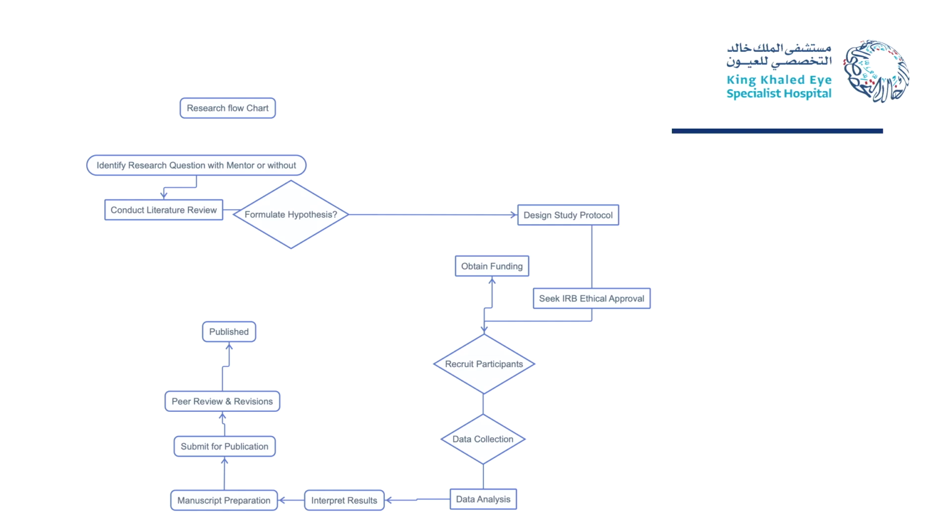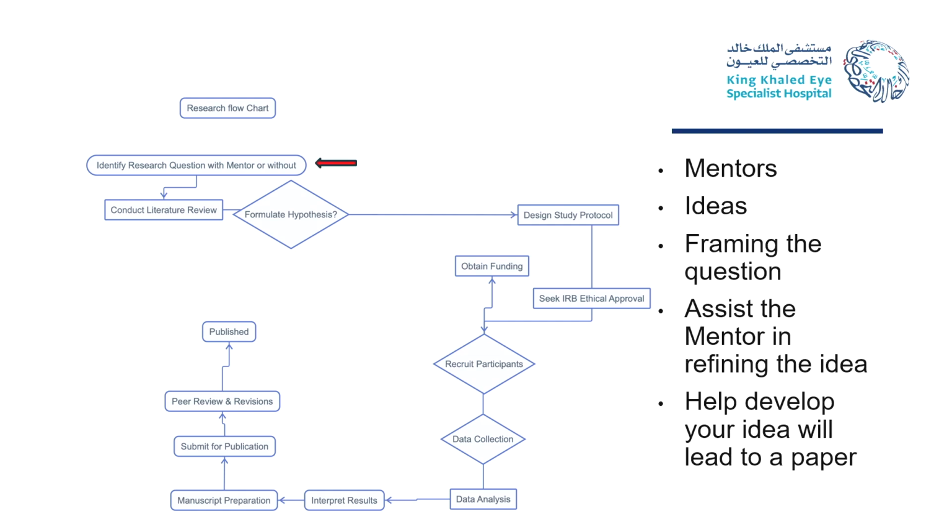Once you get that research question in mind, the next step, of course, is to conduct a literature search and in parallel formulate a hypothesis based on that research question. So like I said before, mentors, ideas, refining the core ideas, and that will help you define the paper itself.